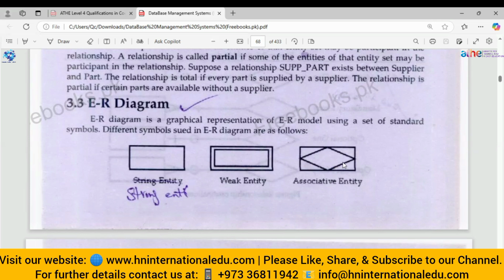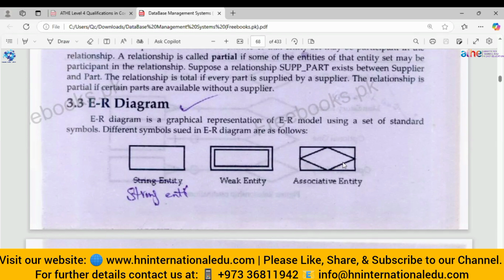Now, what is a weak entity and what is a strong entity? Let's suppose we have two entities: an entity child and an entity employee, the parent. The child only exists if the parent exists, meaning the child entity is fully dependent on the parent entity. If we remove the parent entity, then there will be no child entity.